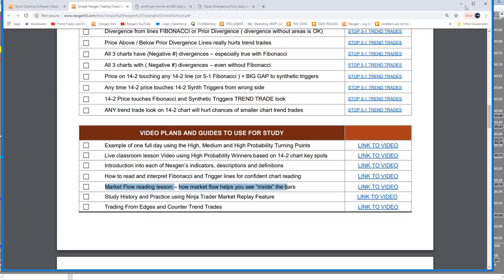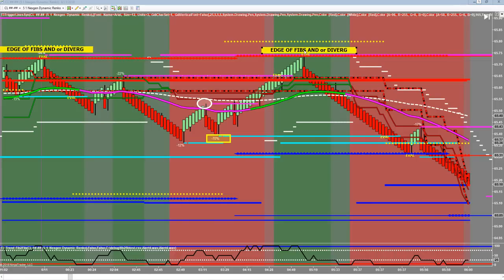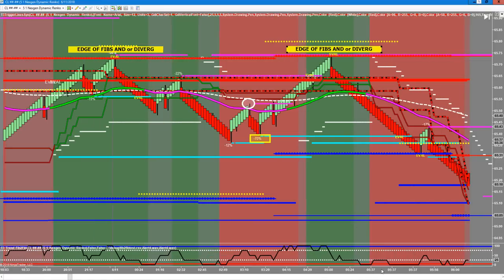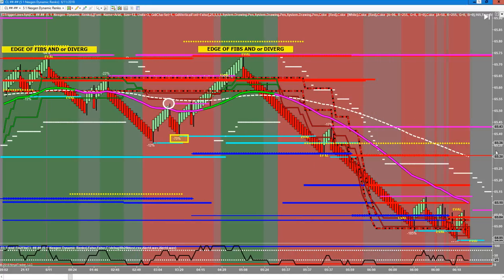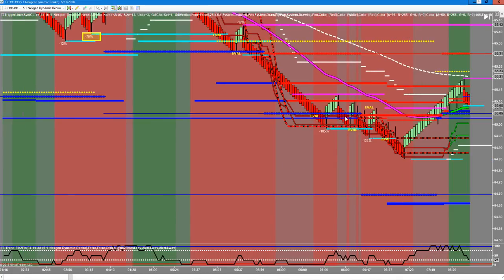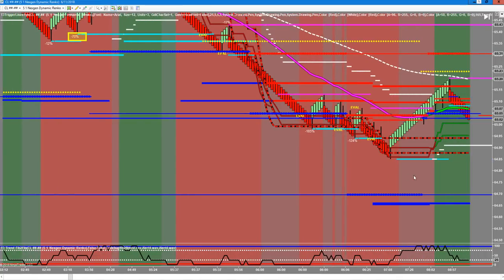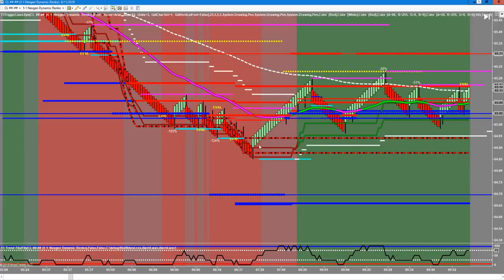But short version is if none of the triggers break the edges of the fibs, usually it goes the other way. So we're going to go down, we're going down, we break the edge of fibs, and I would say you would do a trend trade in here somewhere that you would lose. I would almost bet $100 on it.